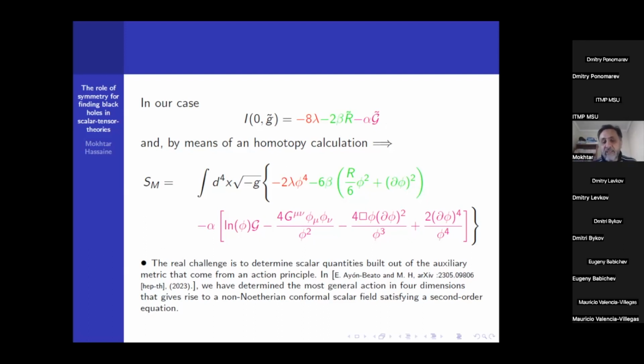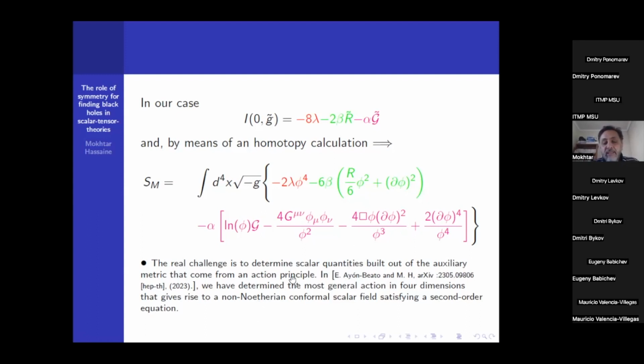But precisely, it was something that I have done recently with one of my collaborators from Mexico. A priori we can construct whatever quantities like that, but the real challenge is to determine these scalar quantities that are built off the auxiliary metric, but that come from an action principle.